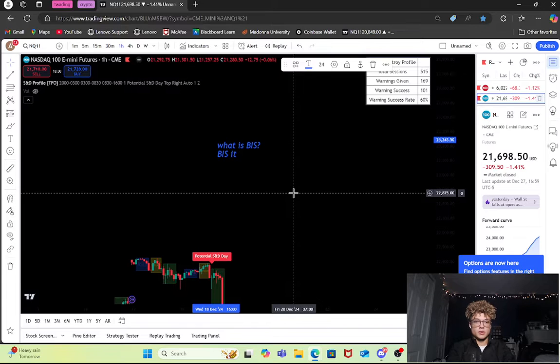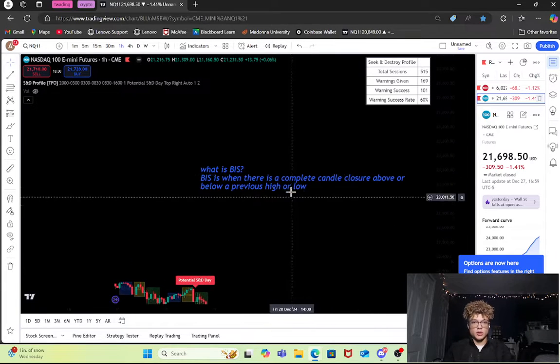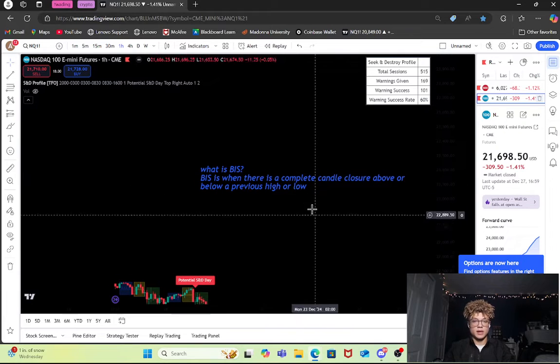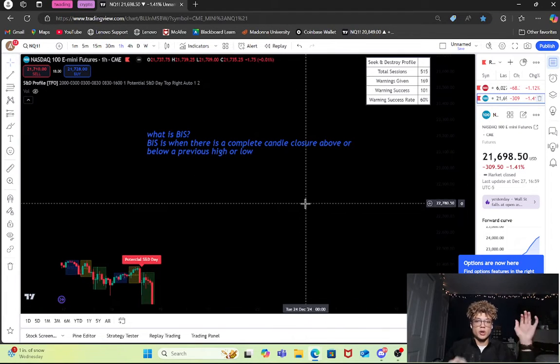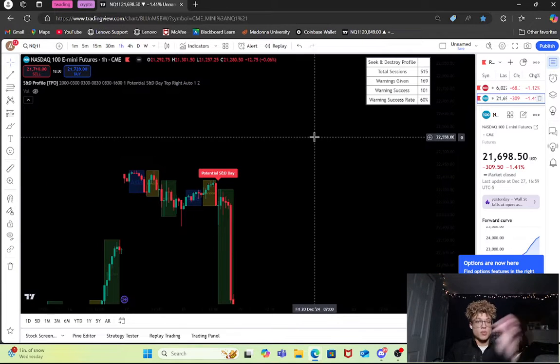Break of structure is when there is a complete, notice complete, candle closure above or below a previous high or low. So notice how there is a complete closure of the candle, and that's why we're going over this right now. We already talked about candles, the wicks, the bodies, and highs and lows, and we can implement that directly into break of structure, right? Both of those things apply. You need to understand both of them to understand this, so it's a great way to put it.